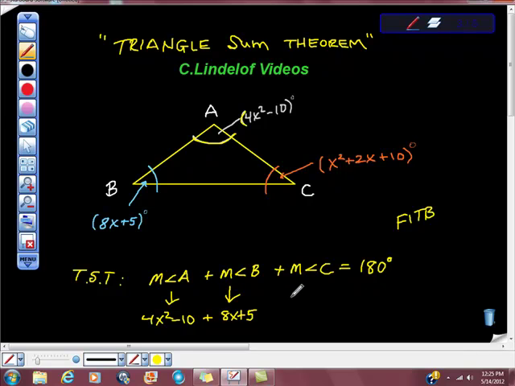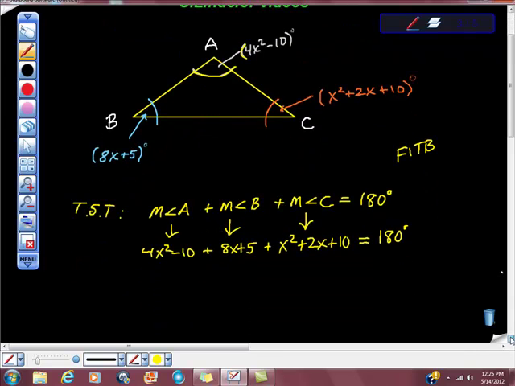And the measure of angle C, this plus sign is this one, is x squared plus 2x plus 10 degrees. Remember that what we know is when we add these three angles together, we're going to get 180 degrees. So let's see what happens.